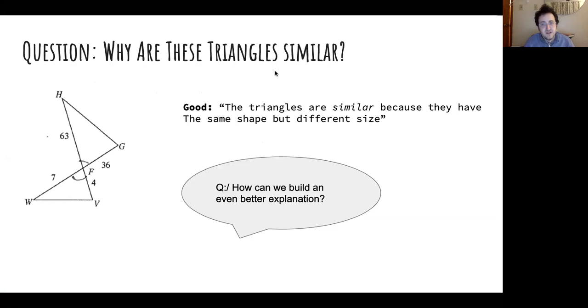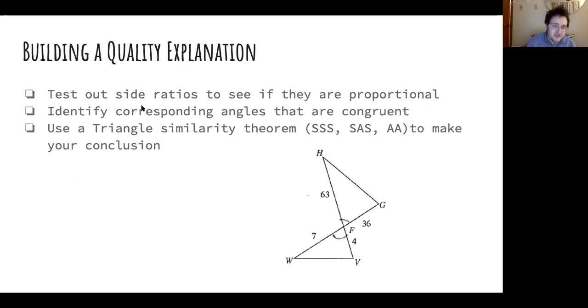A good, but not better or best, explanation would be: the triangles are similar because they have the same shape and different size. So the question that we're going to explore right now is how can we craft a better, more precise explanation? There are really three parts towards building a very good quality explanation.